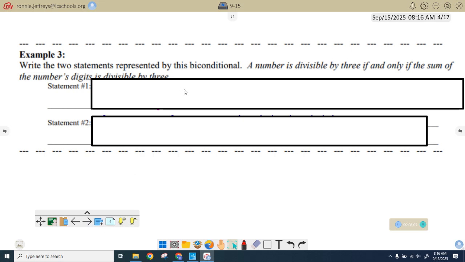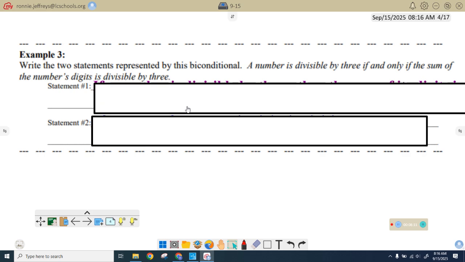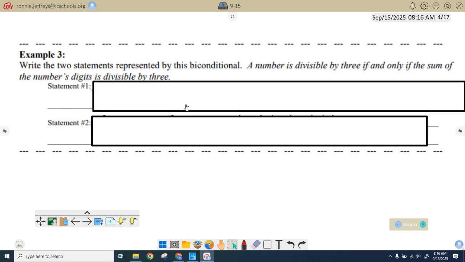Alright, it says write two statements represented by this. Basically, it's asking us to write an if-then statement and then the conditional and then the converse. It says a number is divisible by 3 if and only if the sum of the number's digits is divisible by 3. I probably should have picked a better example.